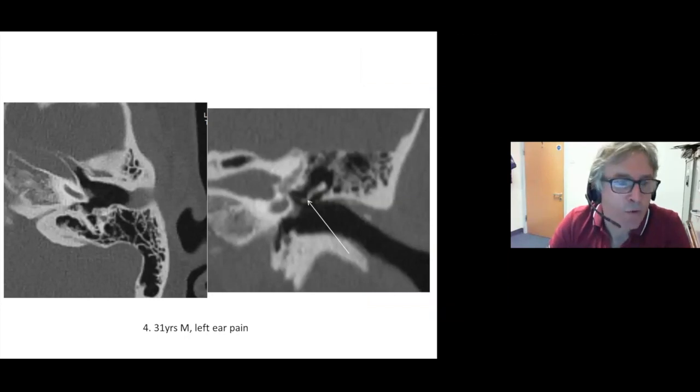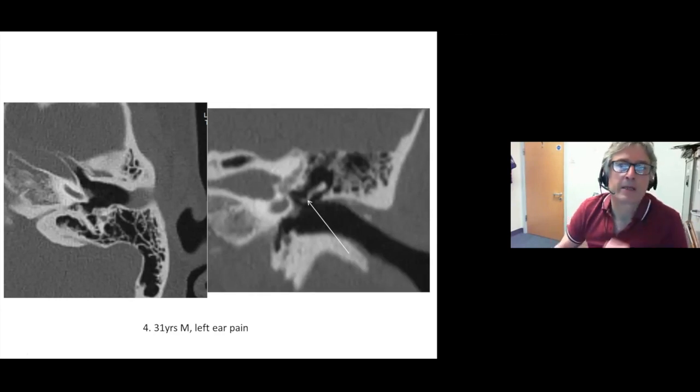Next case, number 4, 31-year-old young chap with left ear pain. And again, I just want the diagnosis, and I want a clinical sign that you might pick up as a consequence of that diagnosis. And there's a white arrow pointing to some normal anatomy. So 3 different things. What's the diagnosis? Clinical sign and normal anatomy.